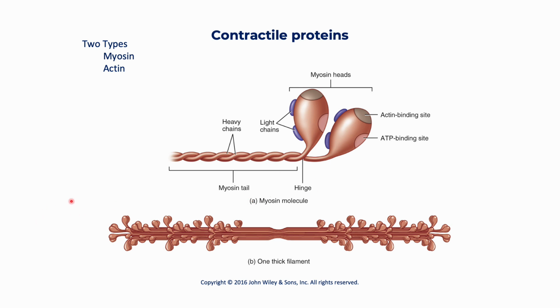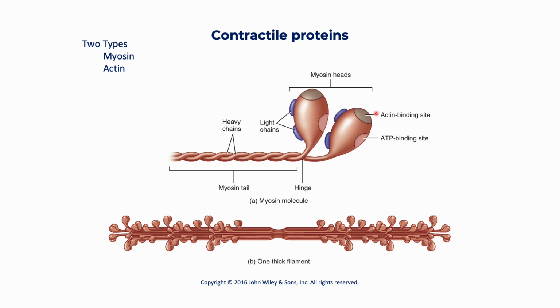Thin filaments, which aren't shown over here and will be seen in the next slide, are made of actin. Actin is a contractile protein that's the main component of thin filament, and each actin molecule has a binding site to which a myosin head of the thick filament will bind during muscle contraction.